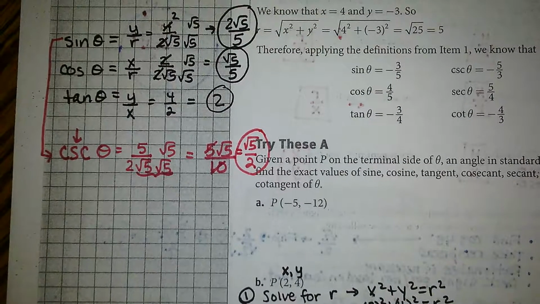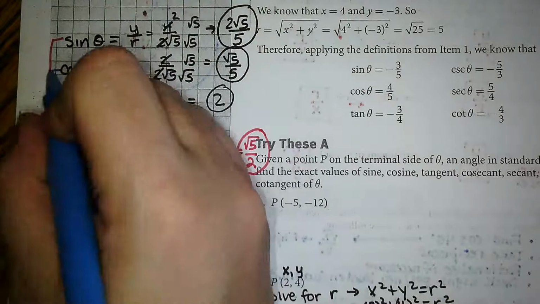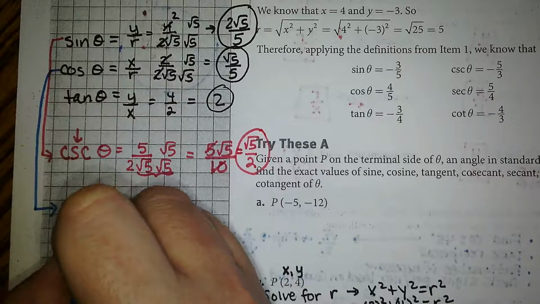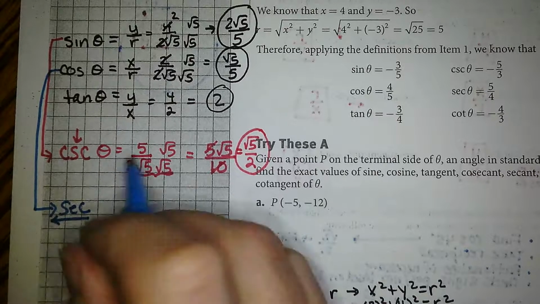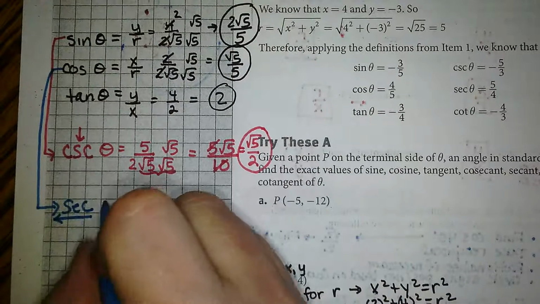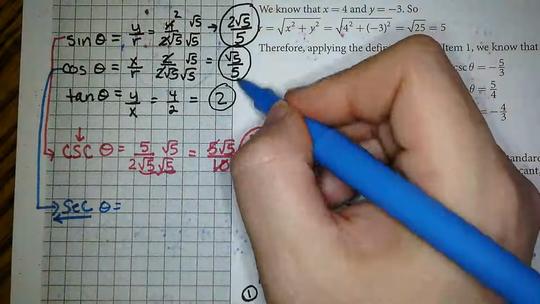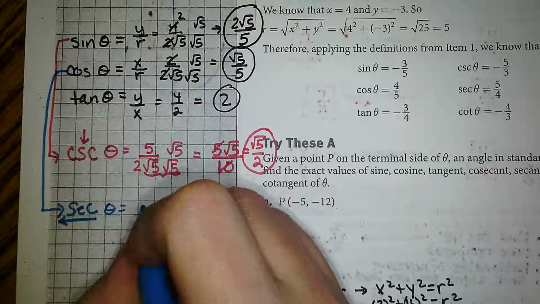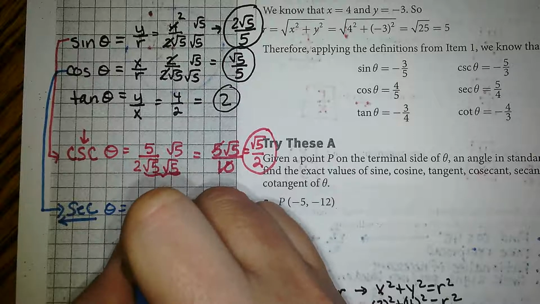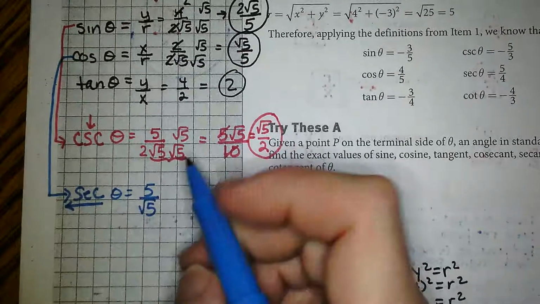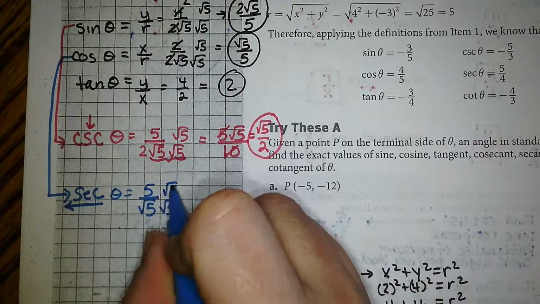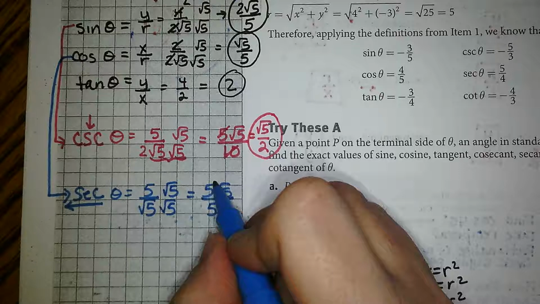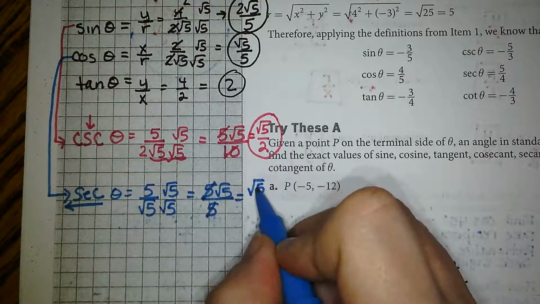For cosine, the reciprocal of cosine is secant. You know that because secant backwards is almost cosine. And we just have to do the reciprocal of this one, the reciprocal of radical 5 over 5. It's 5 over radical 5. And then we just rationalize it. So multiply top and bottom by that radical. You get 5 radical 5 over 5. Reduce, and you get radical 5 for an answer.